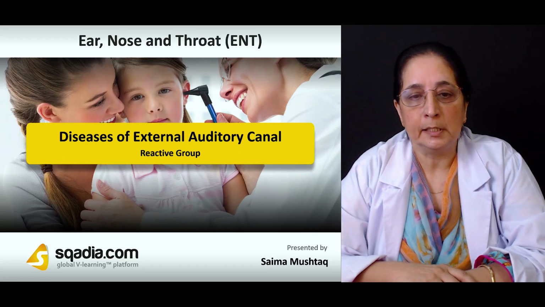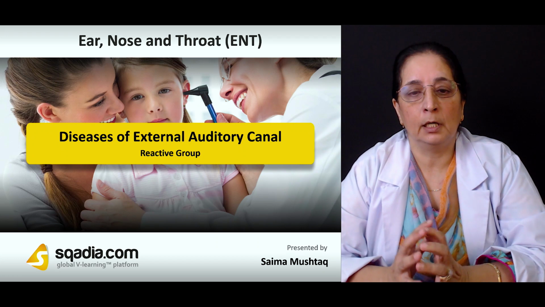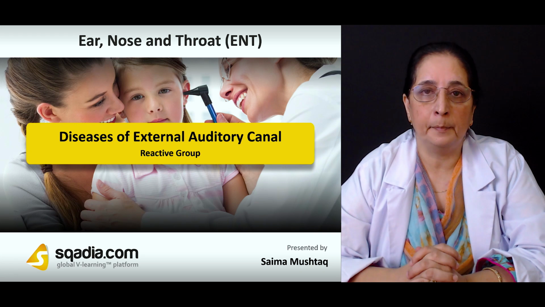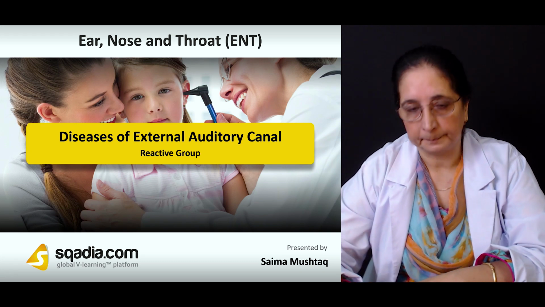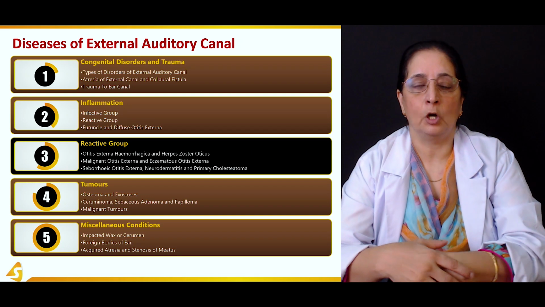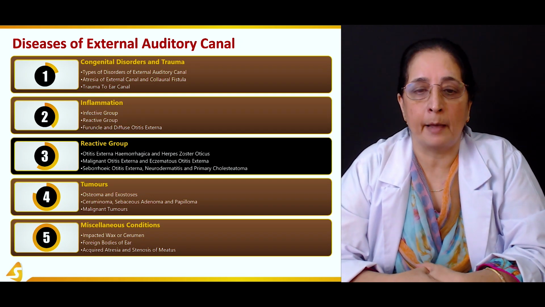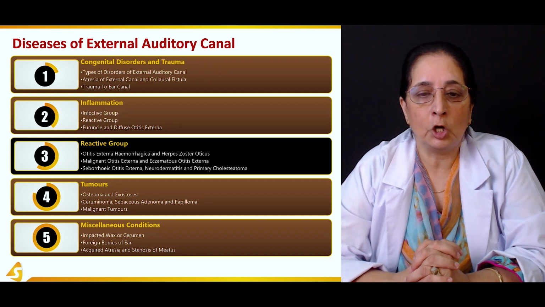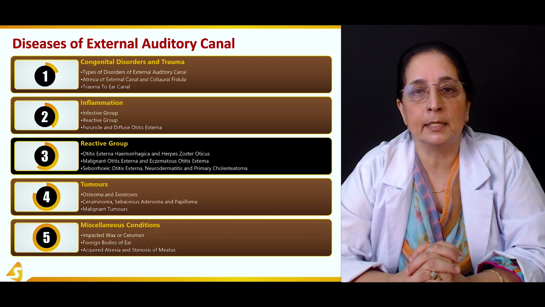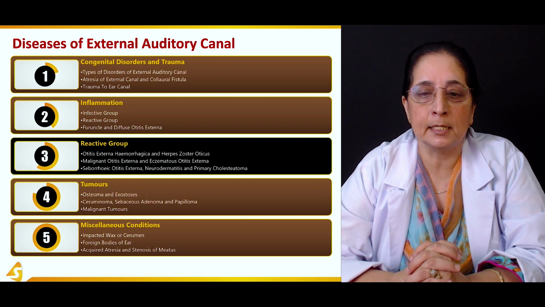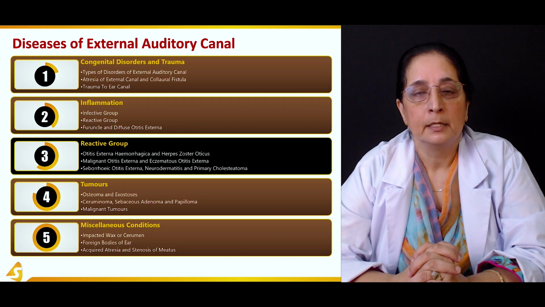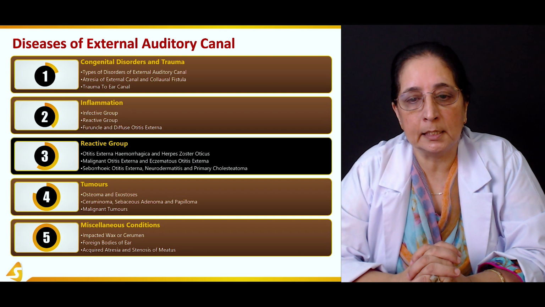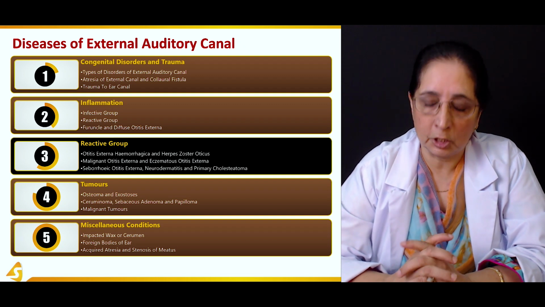Now let's move to the third section of the lecture, diseases of the external auditory canal. In this we will talk about the reactive group. In this section we will talk about otitis externa hemorrhagica and herpes zoster oticus. And then we will talk about malignant otitis externa, eczematous otitis externa, seborrheic otitis externa, neurodermatitis, and primary cholesteatoma.